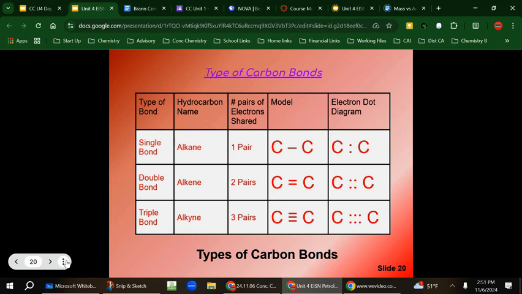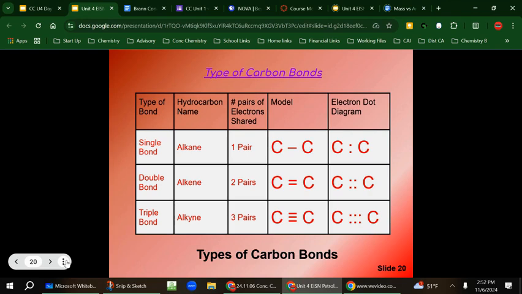When carbon bonds with another carbon, and they each donate 1 electron to the pair, it is called a single bond. And the hydrocarbon name for a single bond between 2 carbons is an alkane. 1 pair of electrons shared between 2 carbons. Now, a lot of times we show it as a line. That line represents a bond. But what that bond really is, is these 2 electrons that are shared between those 2 atoms.